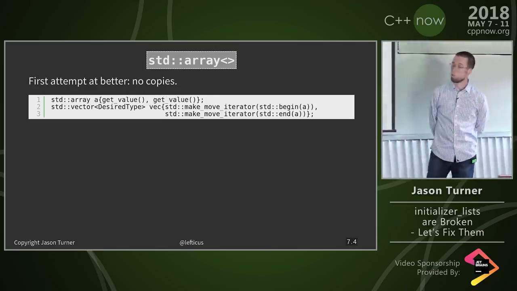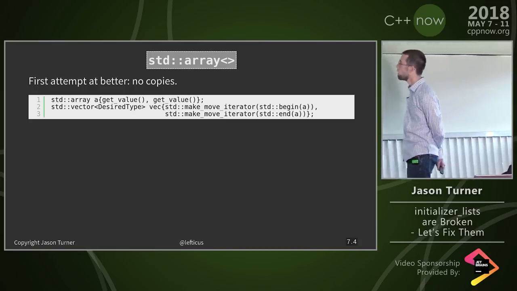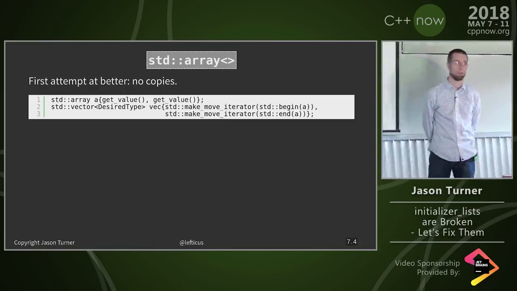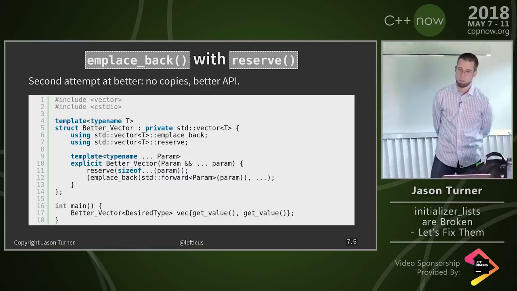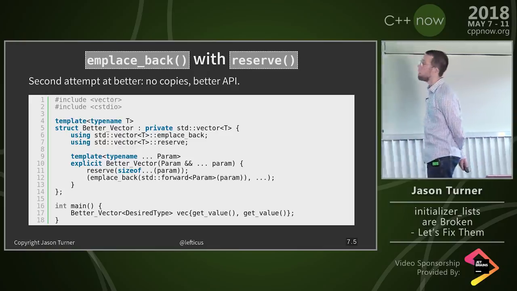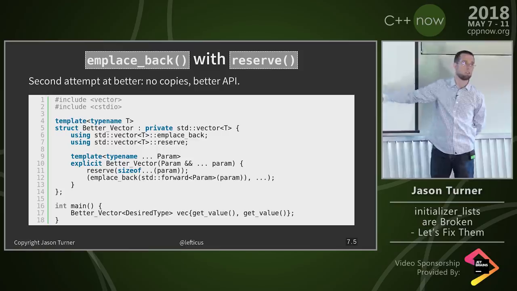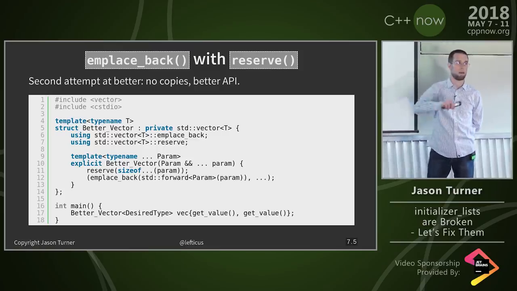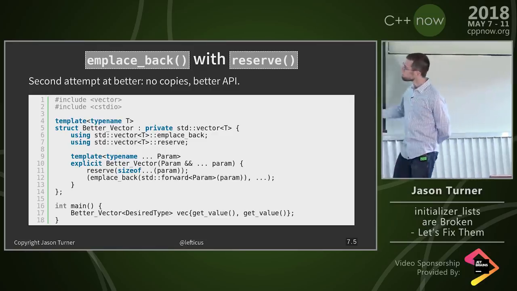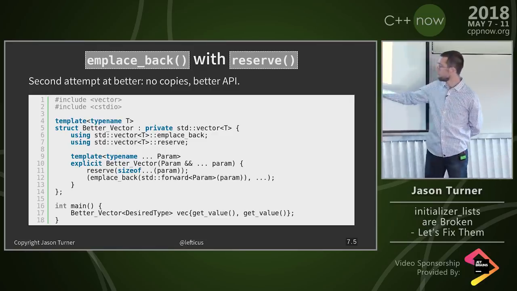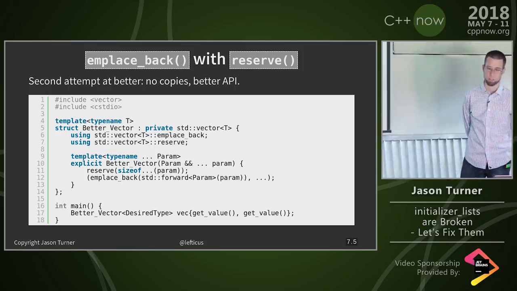And then our first attempt at making it better with no copies: we have a non-const array, and we're using move iterators into the vector, which should be better. And then we have done this in place back with reserve that we discussed before. It could be push back. It would give the same, or very, very close to the same results. And yes, so we're able to call it with our initializer list, well, kind of looking syntax.